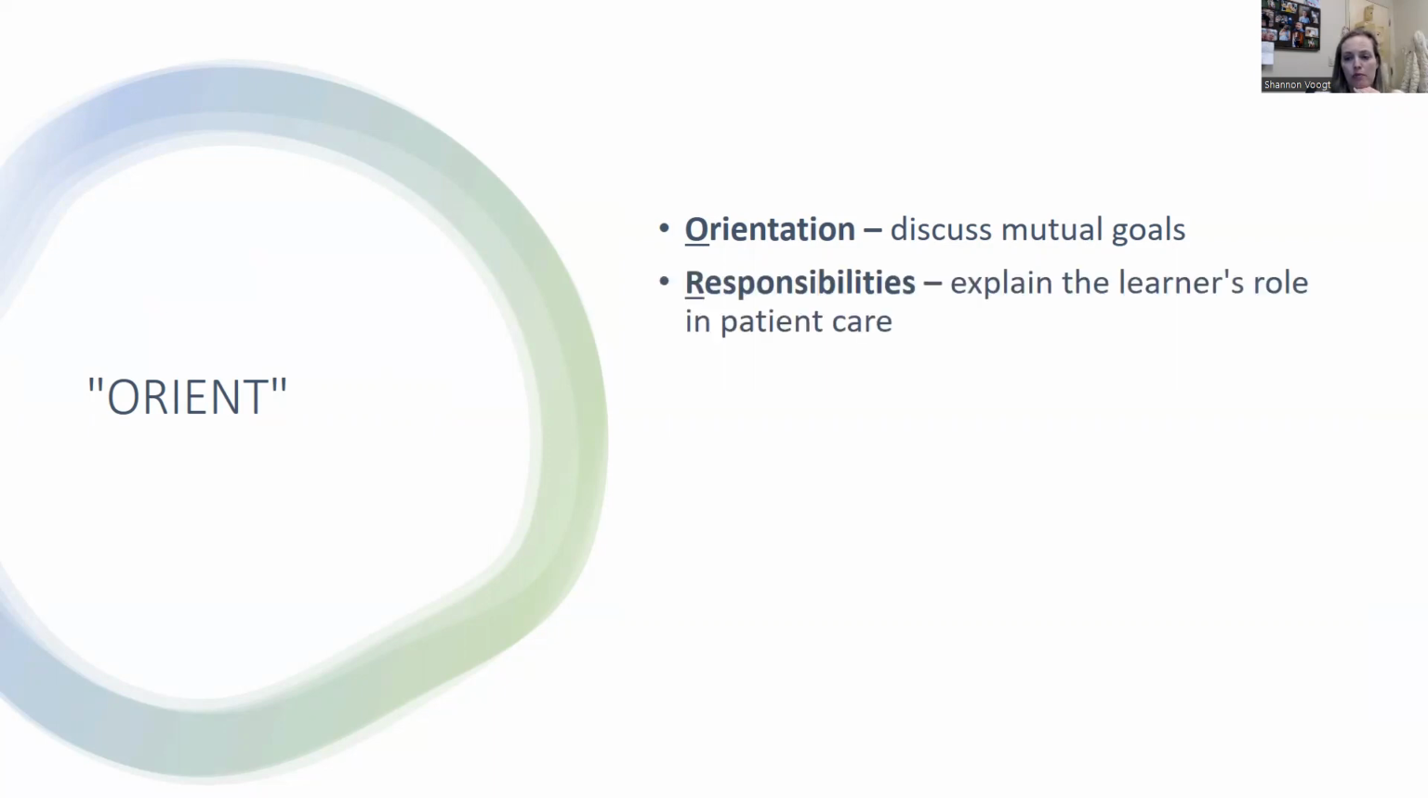R is to go over responsibilities. So what do you expect from the learner? What time do they need to be there? What time should they expect to get lunch or to go home? Do you typically work through lunch and leave early? These are all things to be aware of for the student so that they can be more comfortable coming and going or being there when the learning is happening.